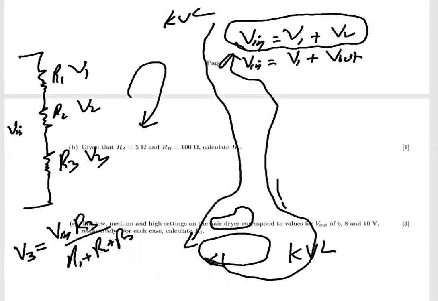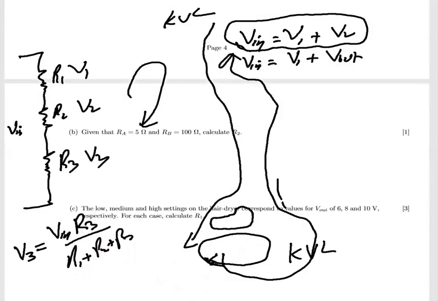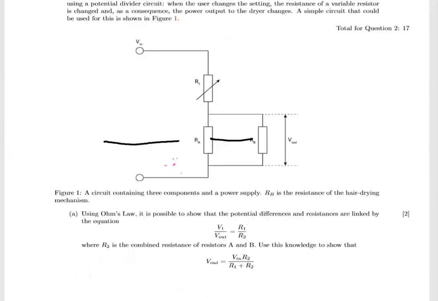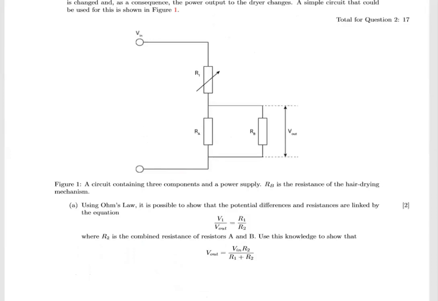Given that RA is given to you, RB is also given to you, you need to find R2. So how will you find R2? Go back to the question, I need to see the diagram. RA equals 5 ohms, RB equals, is it 10 ohms? Yes. And then we need to find R1, right? No, you need to find R2, not R1. Then you must read the question.